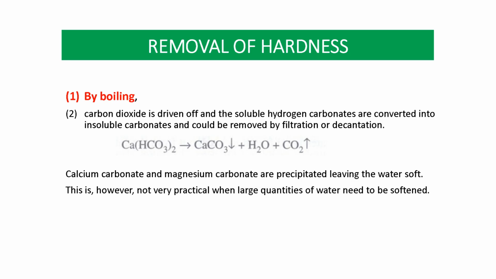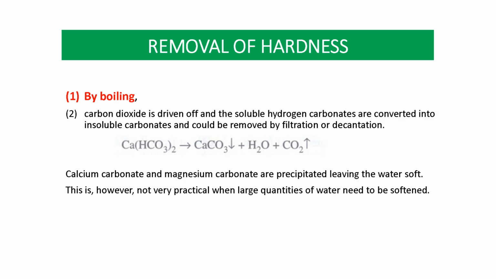The next topic is removal of hardness by boiling. How can we remove the hardness by boiling? Carbon dioxide is driven off and the soluble hydrogen carbonates are converted into insoluble carbonates and could be removed by filtration or decantation. So in this reaction you can see calcium bicarbonate will convert into calcium carbonate plus water plus carbon dioxide. Calcium carbonate and magnesium carbonate are precipitated, leaving the water soft.